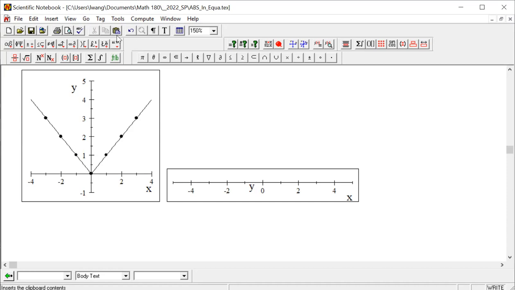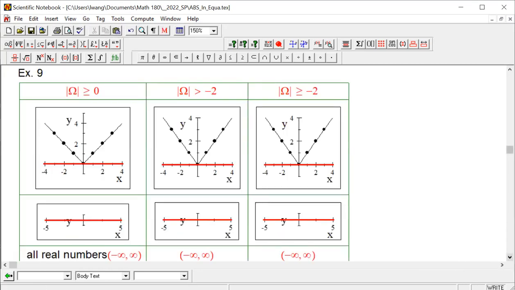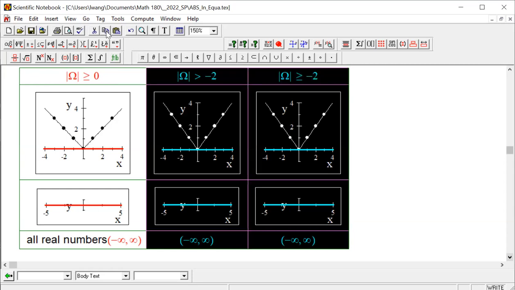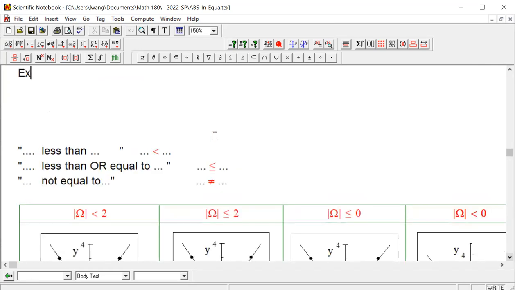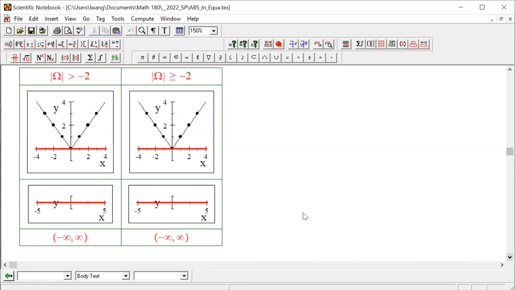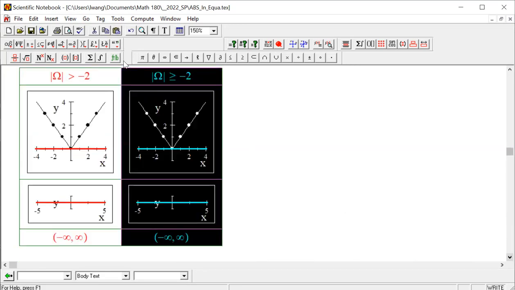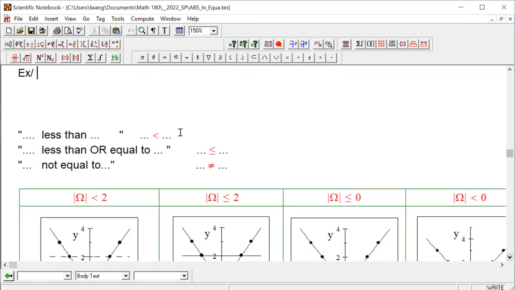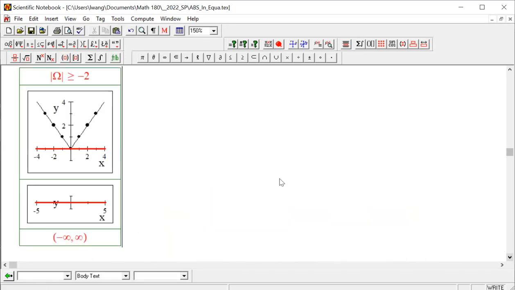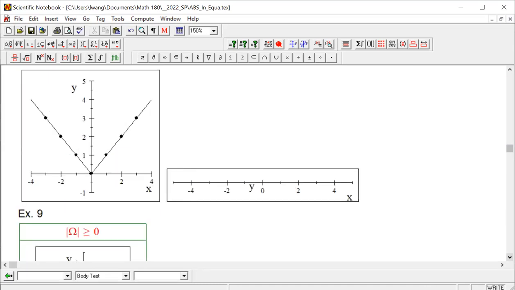Example number 9. So that's the case we're going to work on. And we have 2 other cases. Example number 10, we have a case there. So we're going to deal with the remaining three cases. Example 11, so one more case. All right, so let's go.